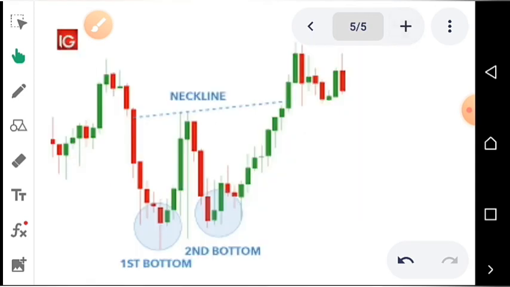Now this is another one. You can see this one is double bottom. Now look at this. How do you know the neckline around here? Look at where this one is. Look at where this one is. Look at where the other one is. How do you know? Are you going to take this one as the neckline? That's the manipulation I tell you guys about.